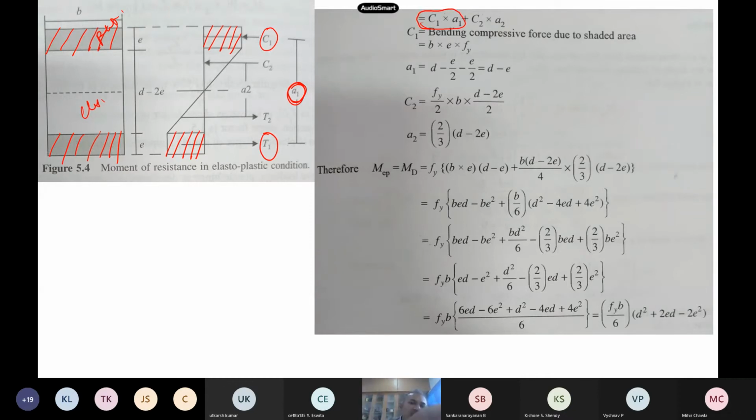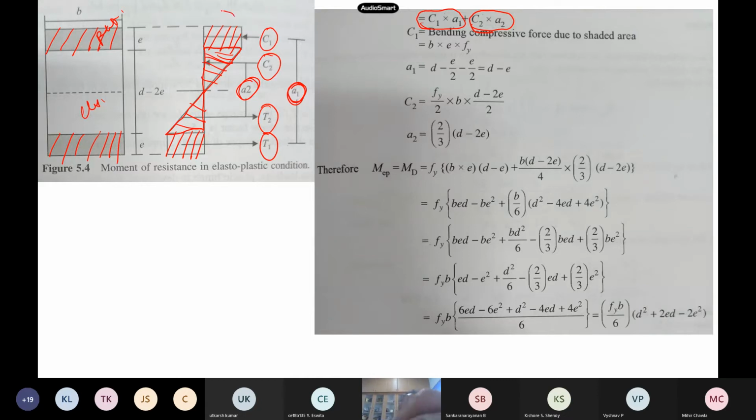Now we have the elastic part also, that is this triangle here. Okay, so one triangle here also. So this portion you also have to find out. So the area is C2, say, and this area is T2. So C2 multiplied by A2, where A2 is the lever arm basically. So you add the component coming from the plastic region, and you will get the bending capacity. It is straightforward, you see.